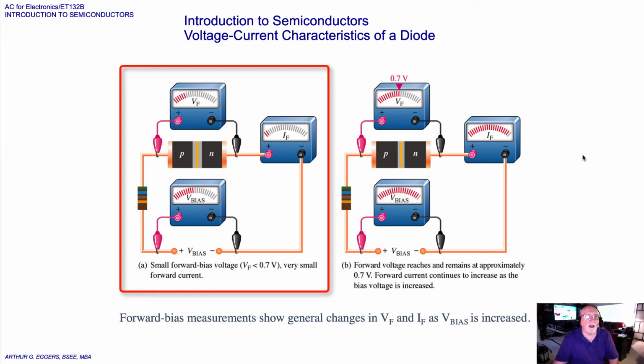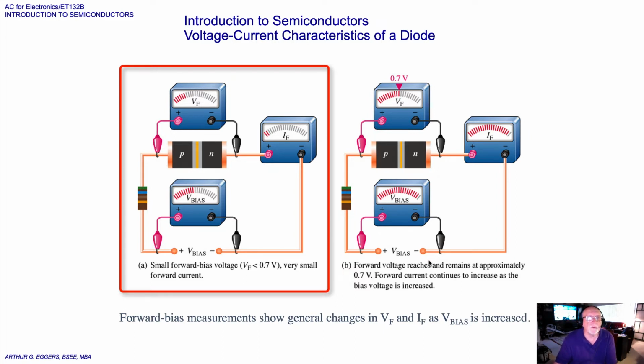Taking a look at the VI characteristics and the curves here. Let's look at the forward bias. If you look at the diagrams here, you can see what's going on with a forward bias and what's going on voltage and current wise.